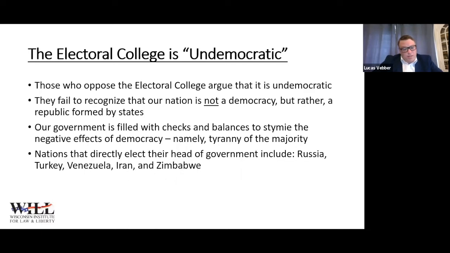We see what happens in other nations that directly elect their head of government. Turkey, Venezuela, Iran, Zimbabwe, not exactly places that we want to model our government institutions after. So, if the charge is that it's undemocratic, I think the answer is that it's supposed to be. It's a way to elect our leader that insulates from some of what I would call the pitfalls, essentially, of a pure democracy.